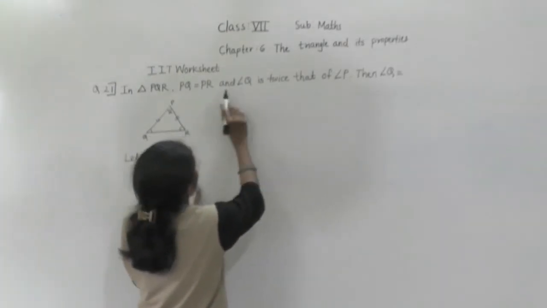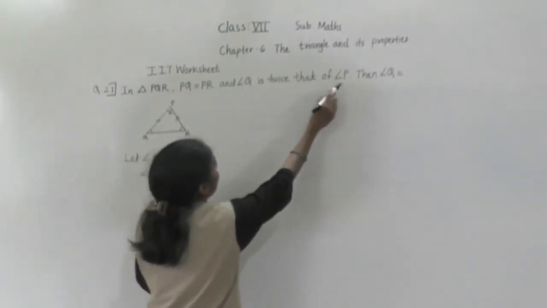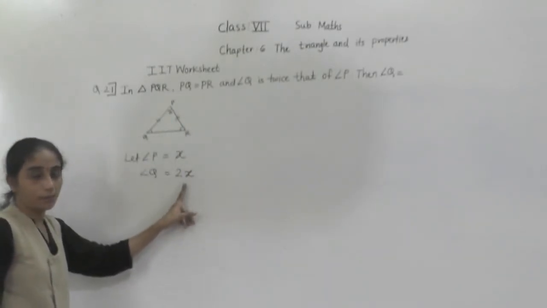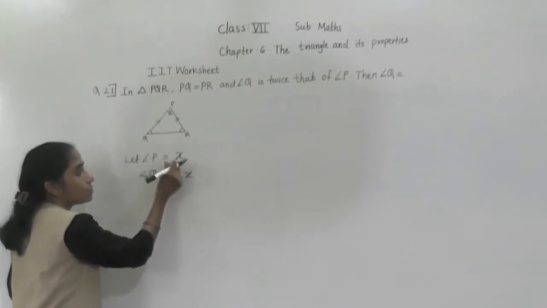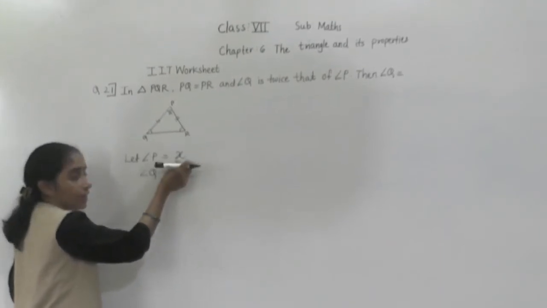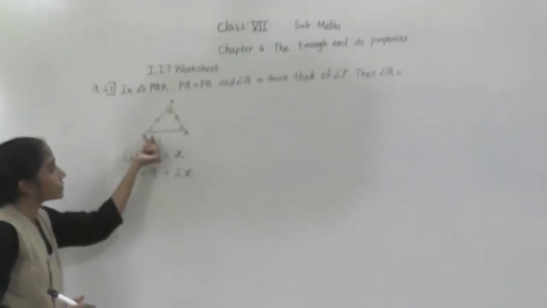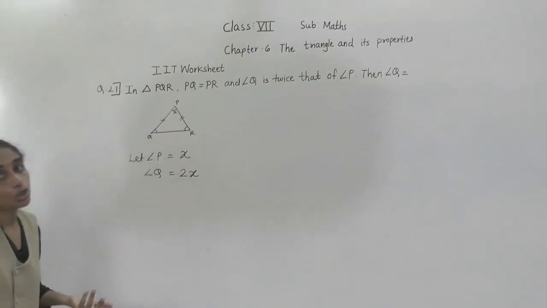Angle Q is twice that of angle P. So angle Q is 2 times angle P. Angle P is X, so angle Q is 2X. Then angle R is also 2X only.